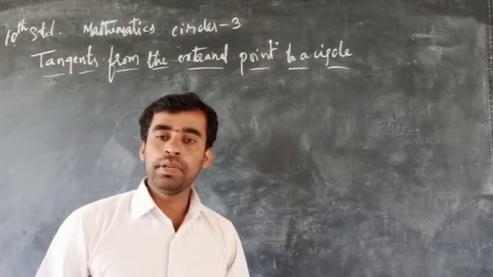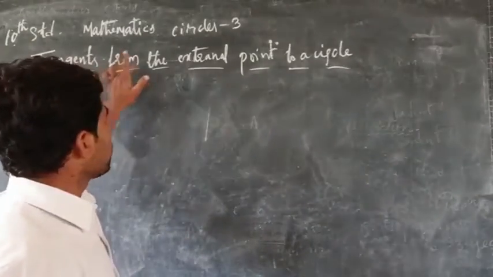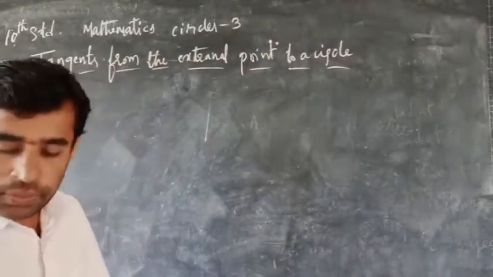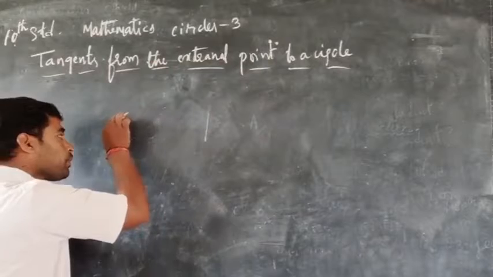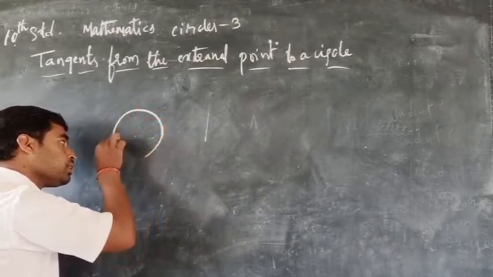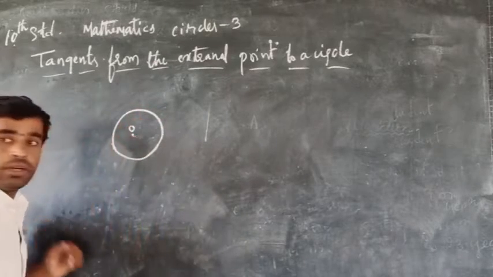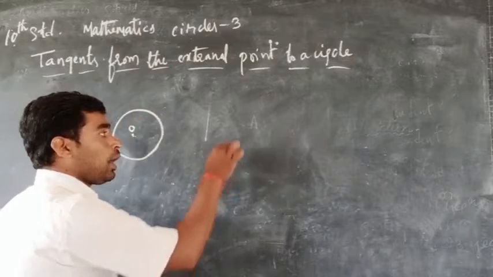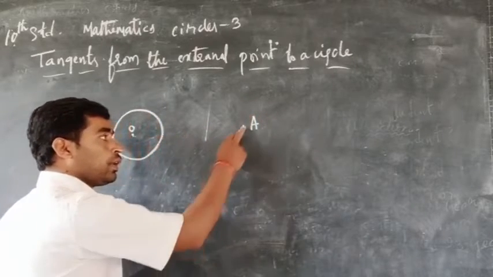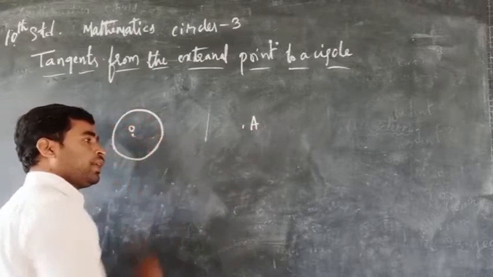Now we are going to discuss a very important concept, that is, tangents from an external point to a circle. Here I will take a circle with center O. Here I have taken a circle with center O, and I will take an external point to this circle, A. Point A is the external point and O is the center of the circle.